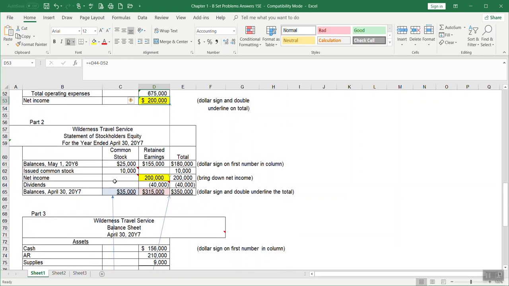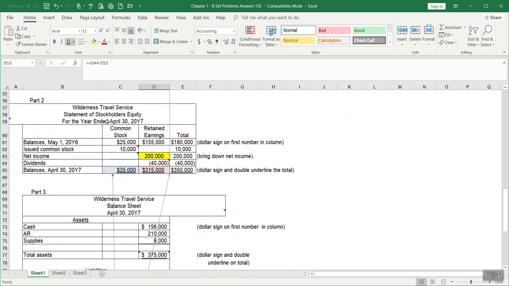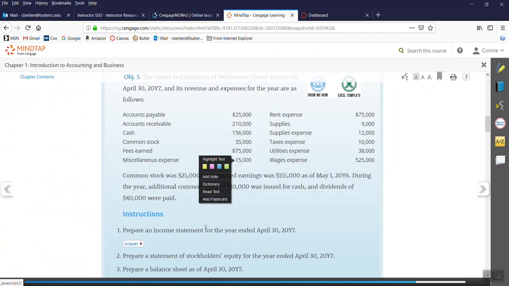Next, we will do the statement of stockholders' equity. Again, 3-line title. Just replace the middle line with statement of stockholders' equity. It will have 3 columns, one for common stock, one for retained earnings, and one for your total. So let's go back to the problem.